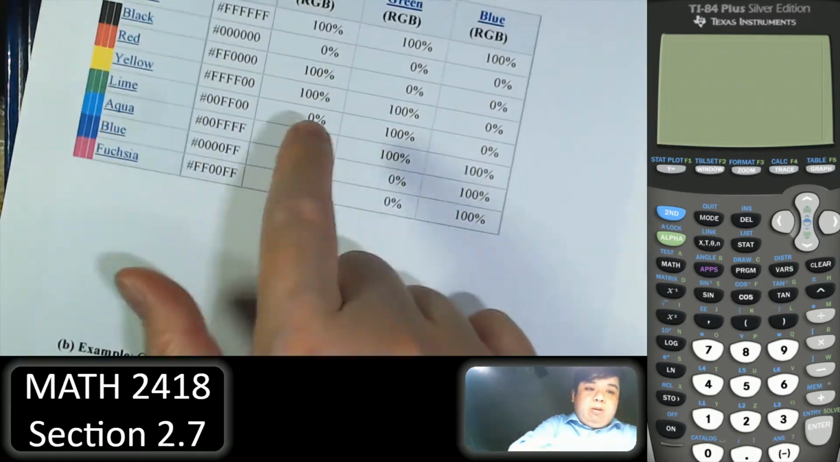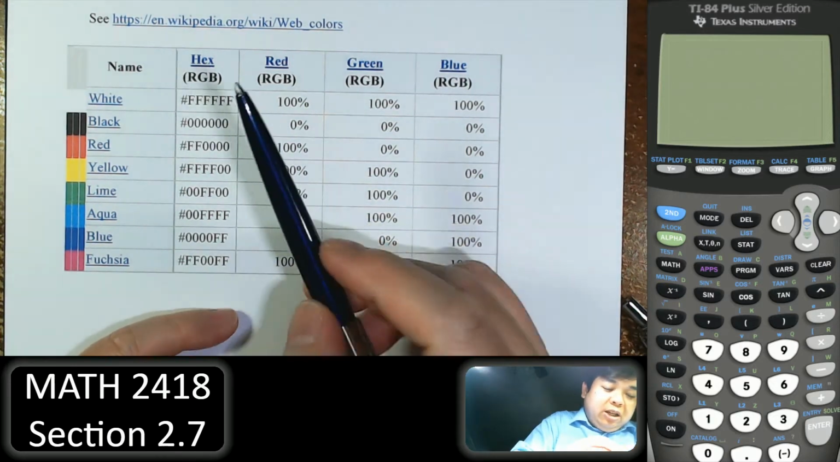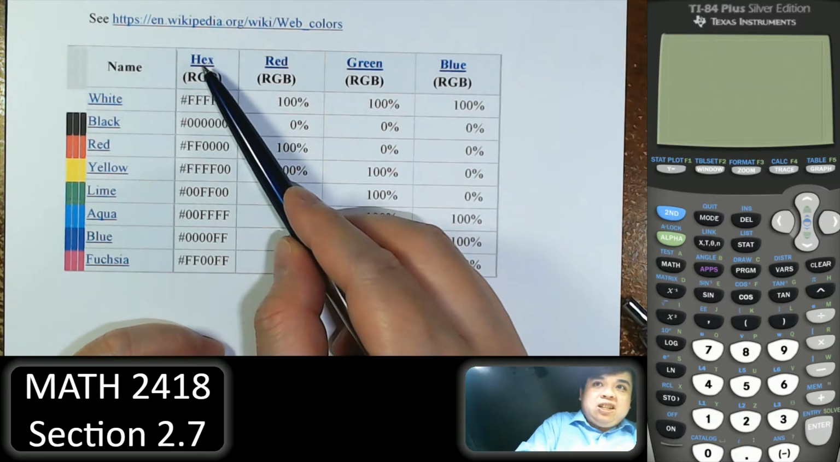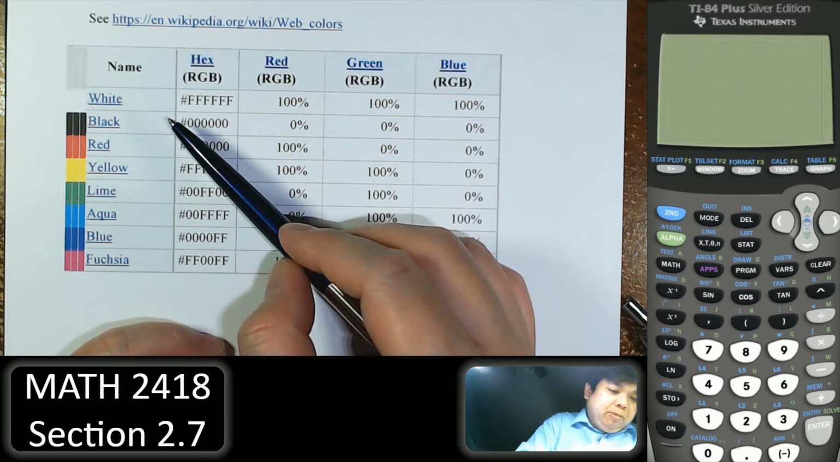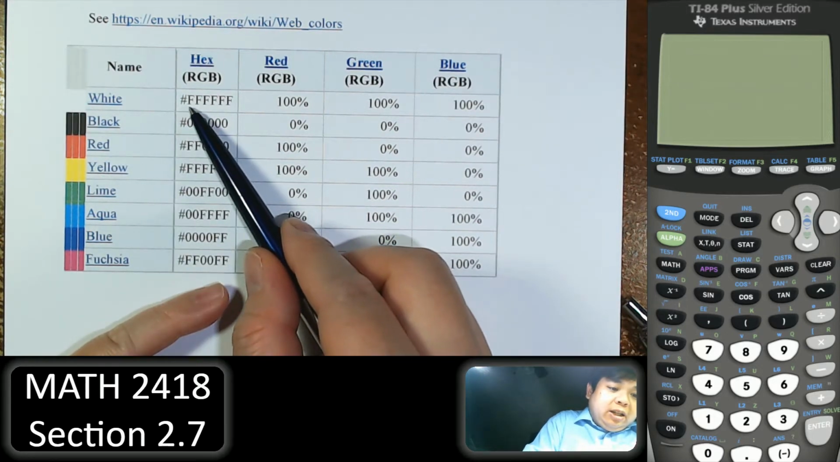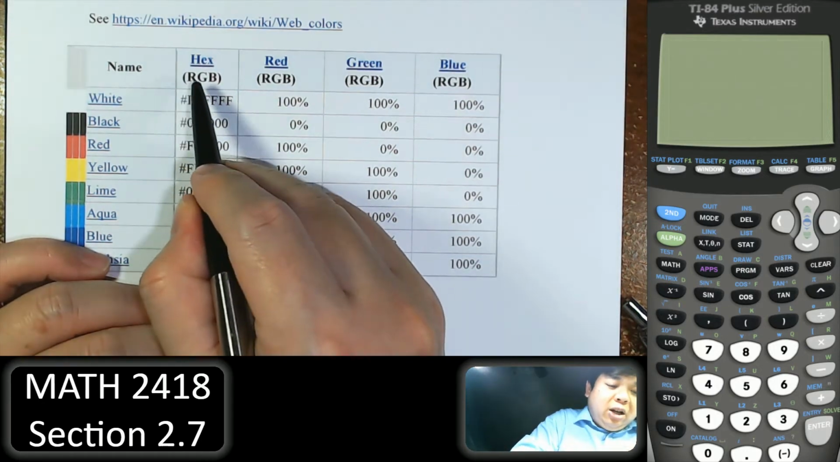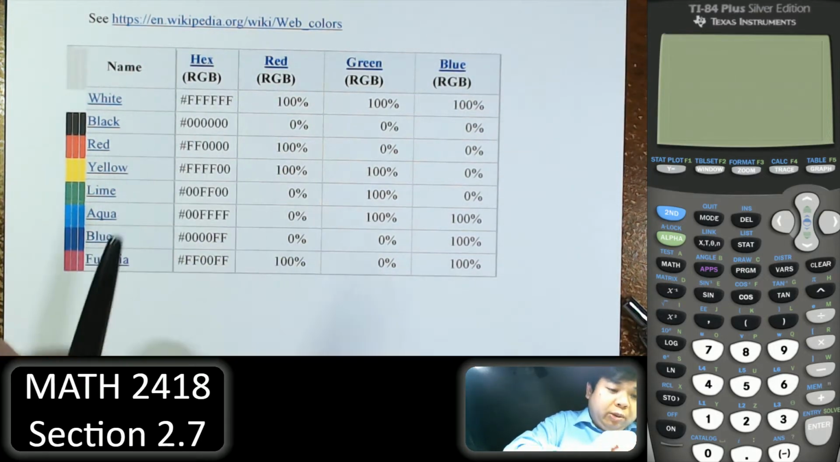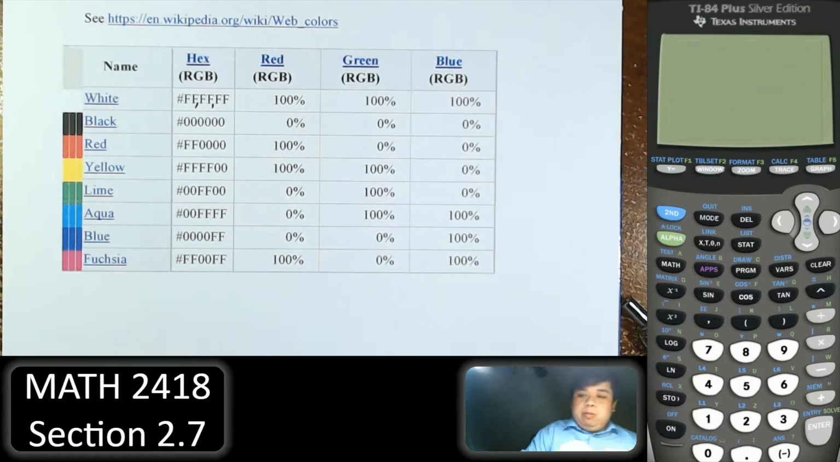Different colors can be represented using what is called a hex triplet, or a triplet of hexadecimal numbers. For example, the color white is FFFFFF. This is a hex triplet, so we have three components: red, green, and blue. So what does FF mean?